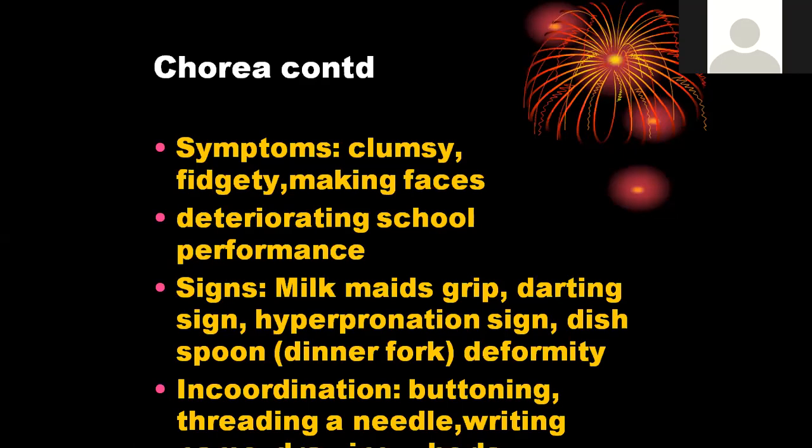It's called milkmaid's grip. Then if you ask them to protrude the tongue, there is a darting sign. The tongue cannot stay still outside the mouth; the child keeps pulling and putting the tongue out of the mouth. That is called the darting sign. Then there is the hyperpronation sign. These are the few signs that you need to elicit to be able to say this is chorea. Then there is fine incoordination. If you do a finger-nose test, he will probably pass. But if you ask him to button or unbutton a shirt, which is fine coordination, or thread a needle, or do handwriting, that is where the child will fail; he will not be able to do it.